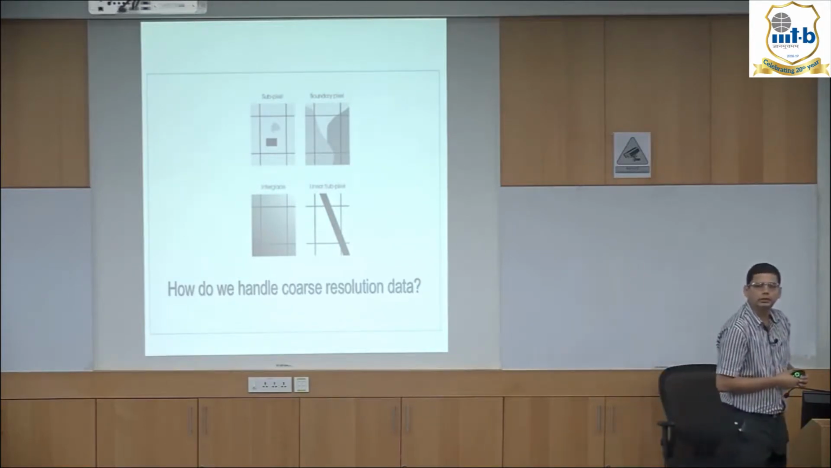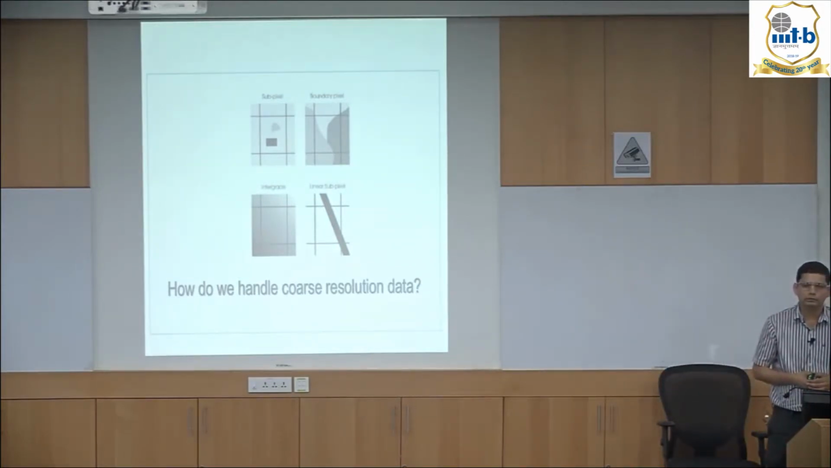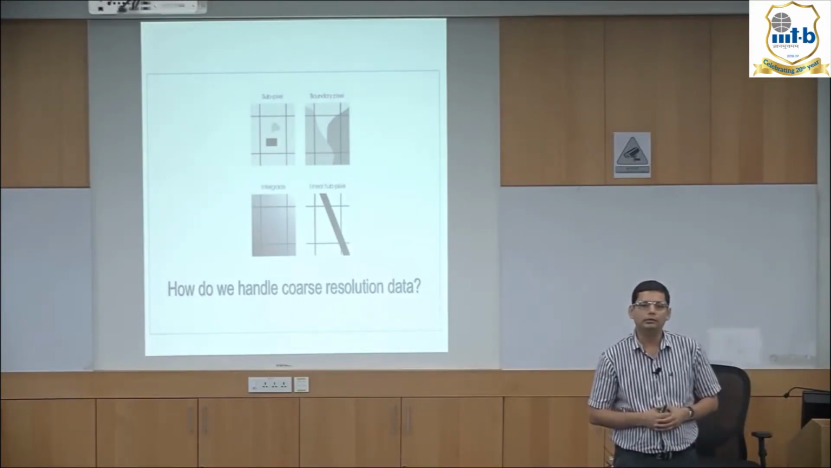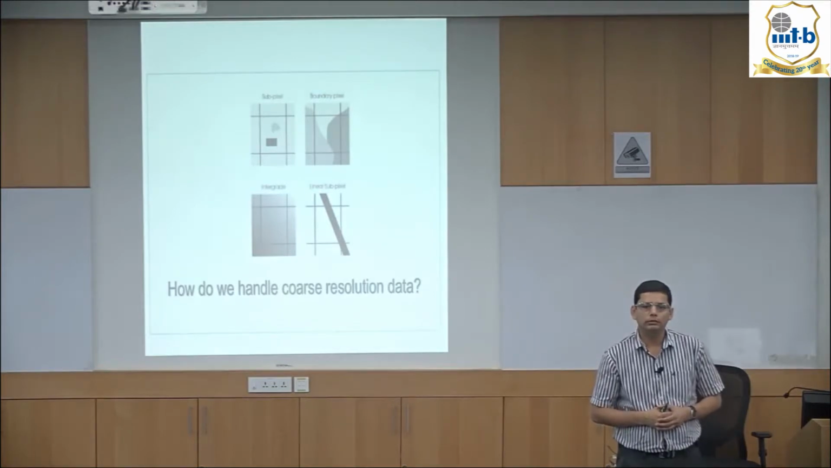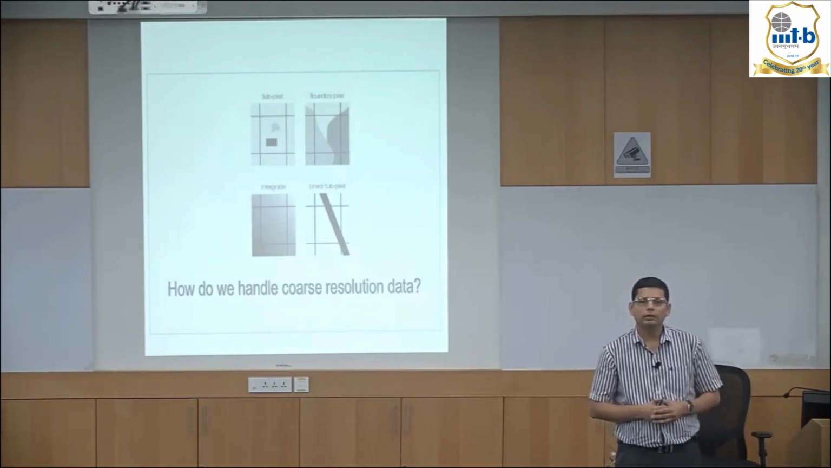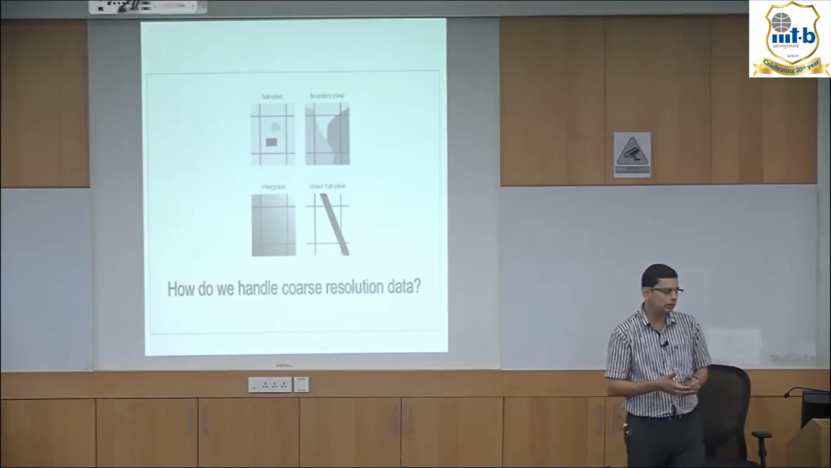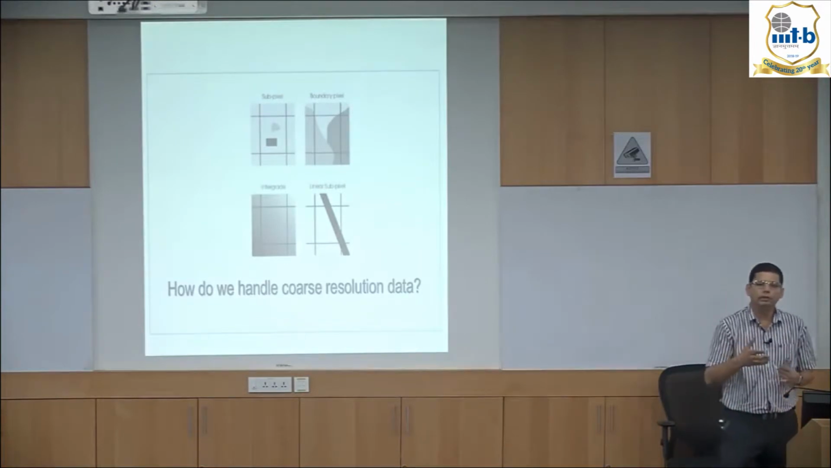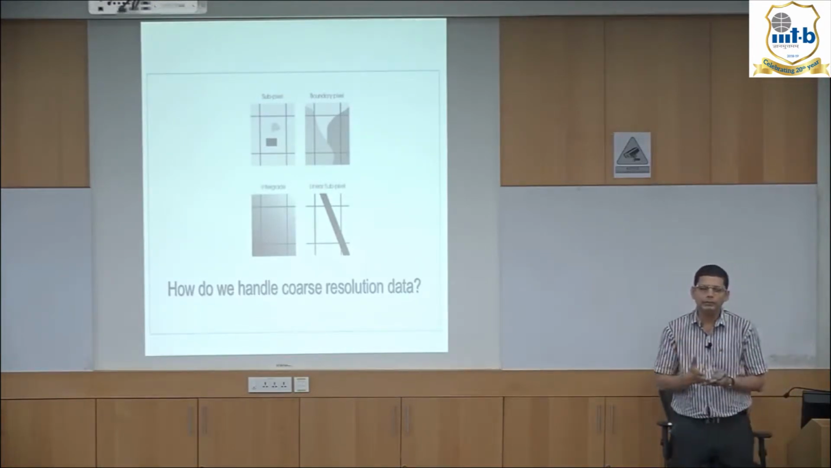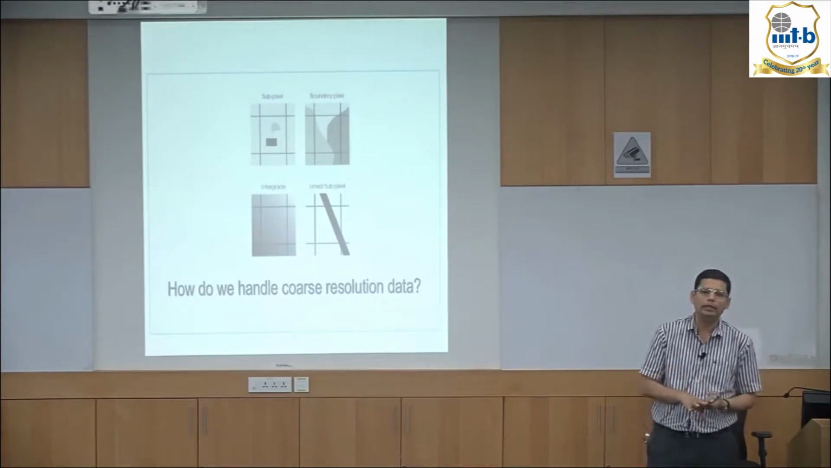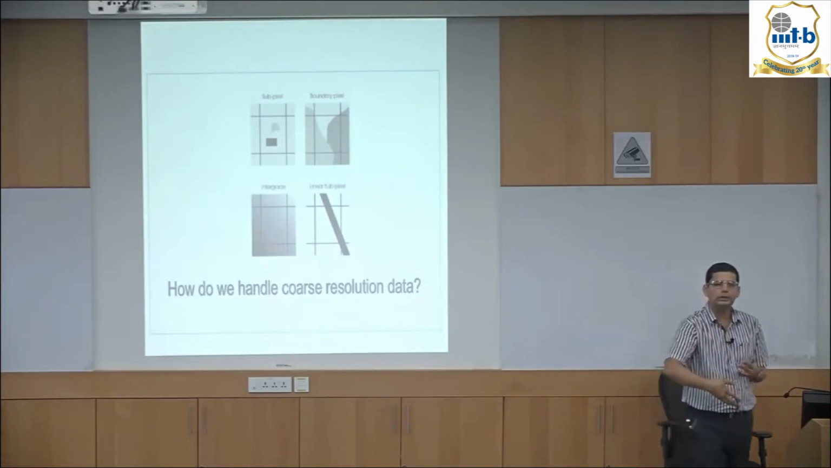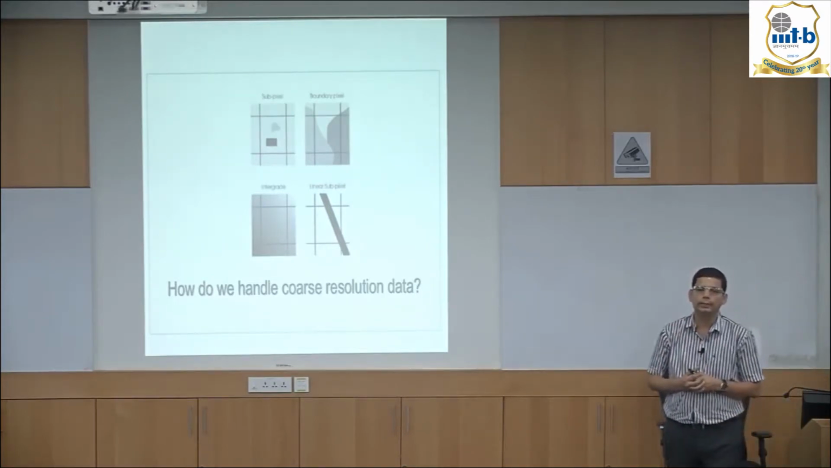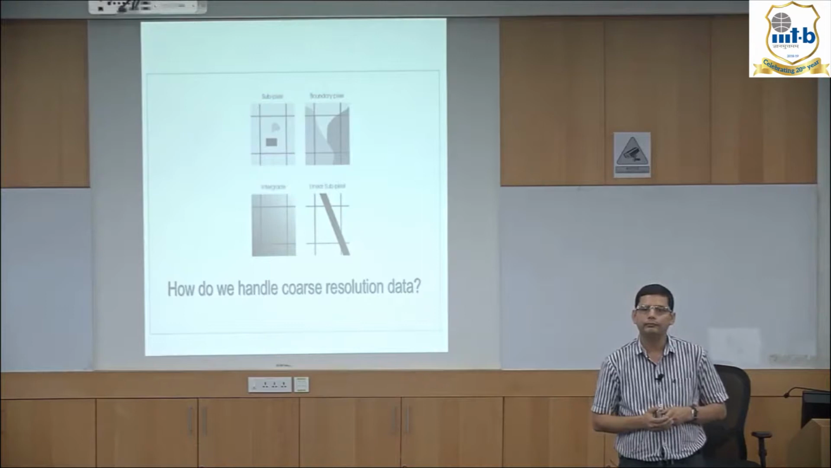Pre-processing task. Yeah. So pre-processing involves various tasks. For example, data calibration, then your noise removal, then your atmospheric correction, geometric correction, radiometric correction, mosaicing. So all these steps are part of pre-processing the data set.